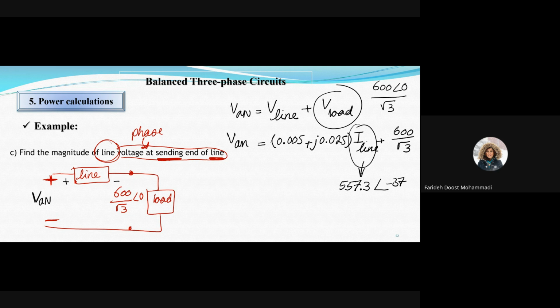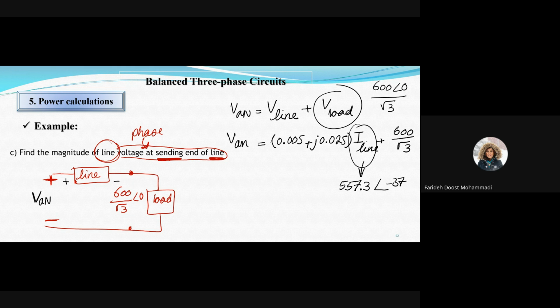It should be the vector for the line, so line current. If you just use the magnitude you found and forget about the angle, you're going to have a totally different answer. So be careful that any voltage or any current you're plugging into your KVL and KCL are supposed to be vectors, including both magnitude and the angle. You cannot just plug in the magnitude.